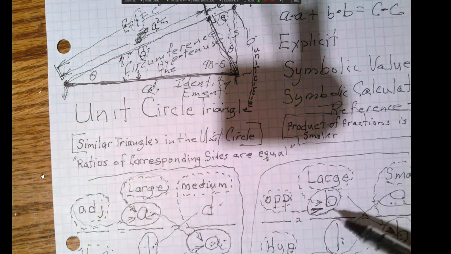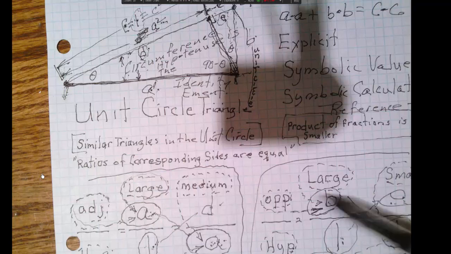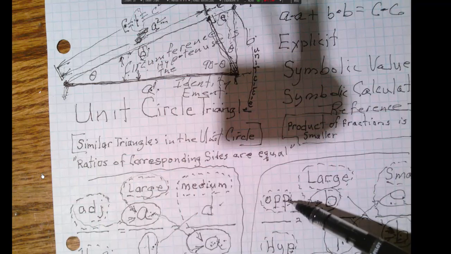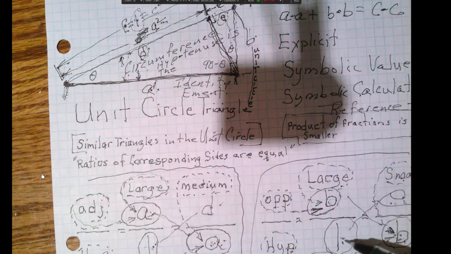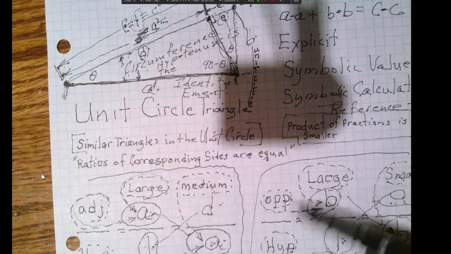Okay, moving on. Over here, we're going to look at the ratio opposite over hypotenuse for the large triangle and opposite over hypotenuse for the small triangle. Okay, so let's look at that. For the large triangle, it's B over 1. So let's see where we get that from. We're looking for B over 1 for the large triangle, in other words, opposite over hypotenuse.